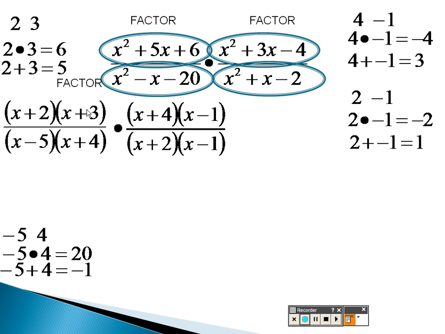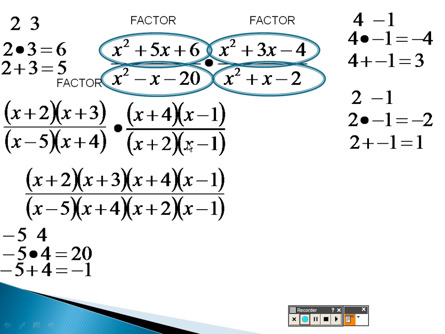So now because it's multiplication, all those just kind of get slammed together. And now I just cross out everything in common. I have an x plus 2 on both the top and the bottom. I have an x plus 4 on both the top and the bottom. And I have an x minus 1 on both the top and the bottom. So all that's left is an x plus 3 and an x minus 5. And there's your answer.